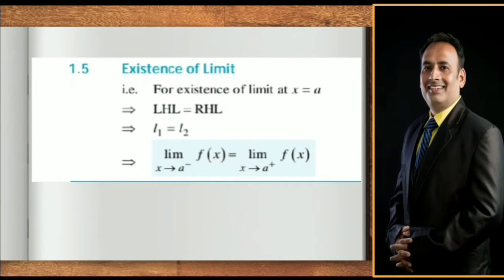Note the second point: A need not be in the domain of f. Even if A happens to be in the domain of f, the value of f(a) plays no role in determining whether limit x tends to a of f(x) equals L. It is only the behavior of f(x) for x near a that concerns us, right?